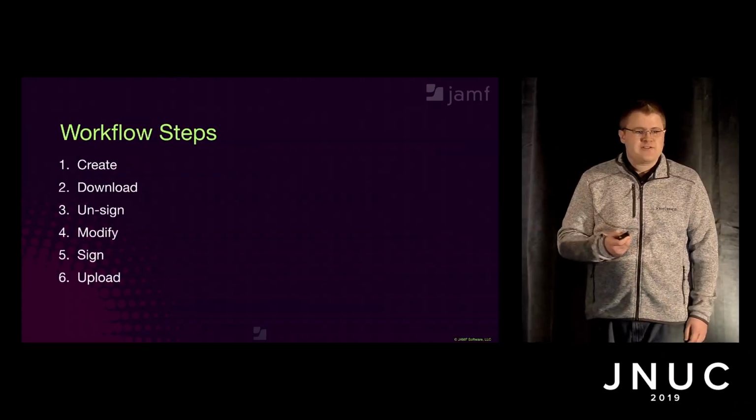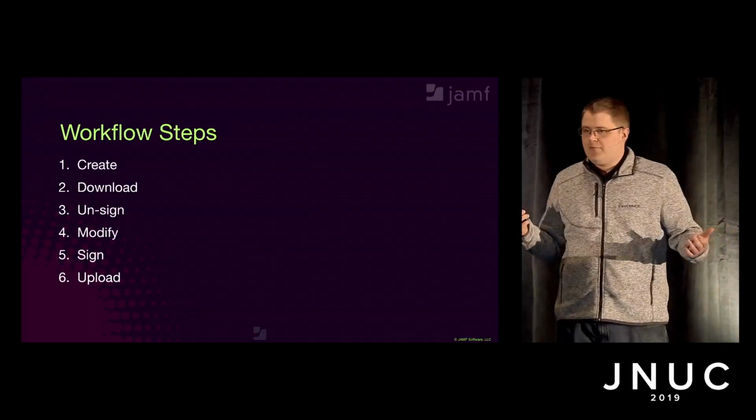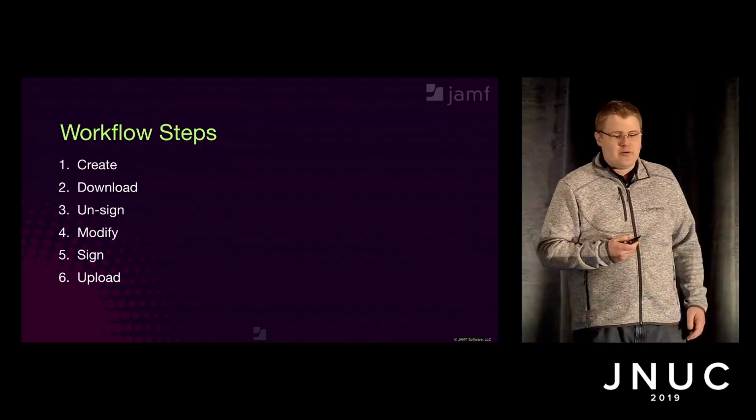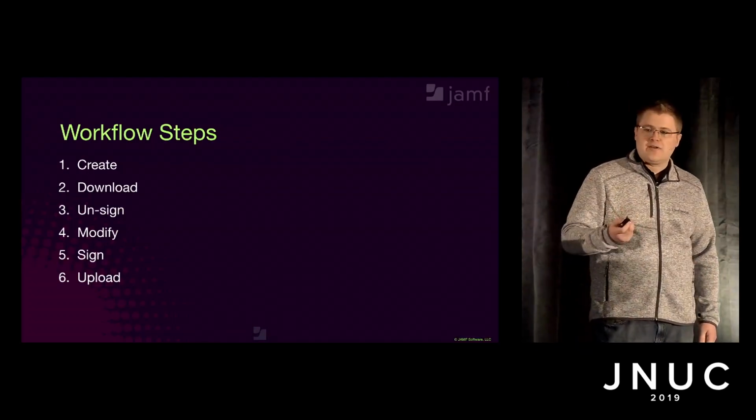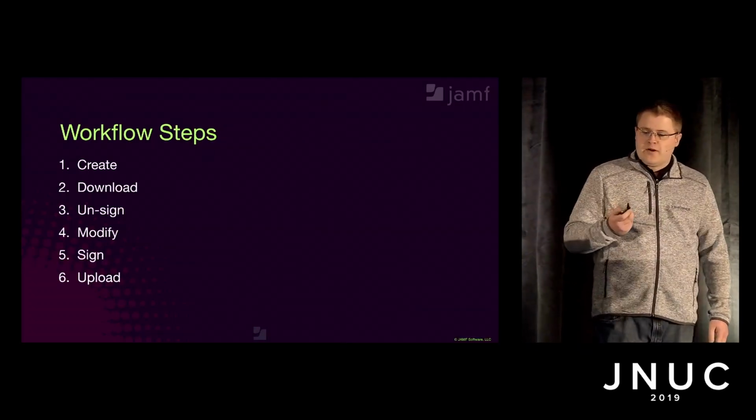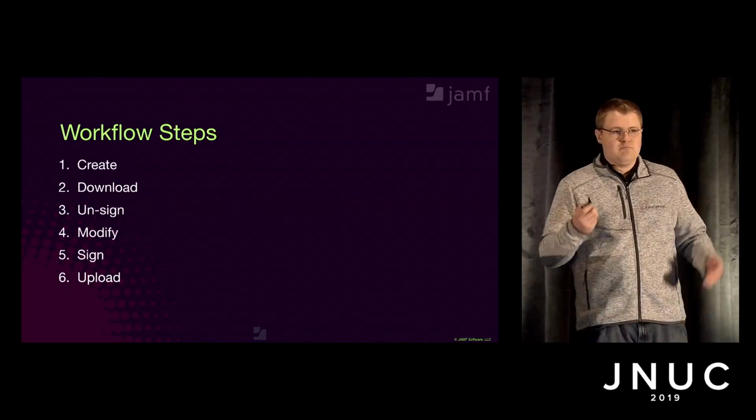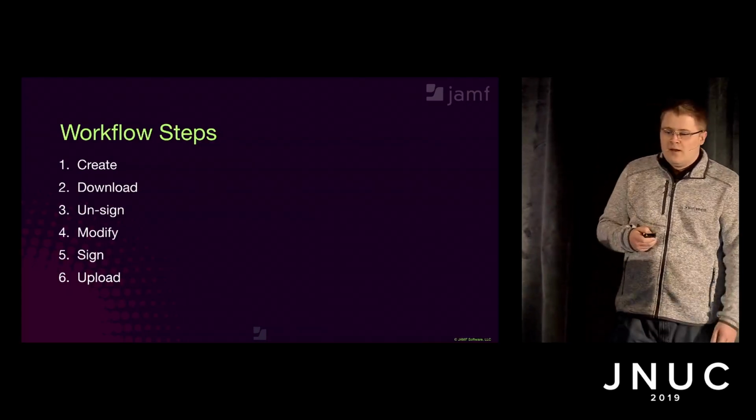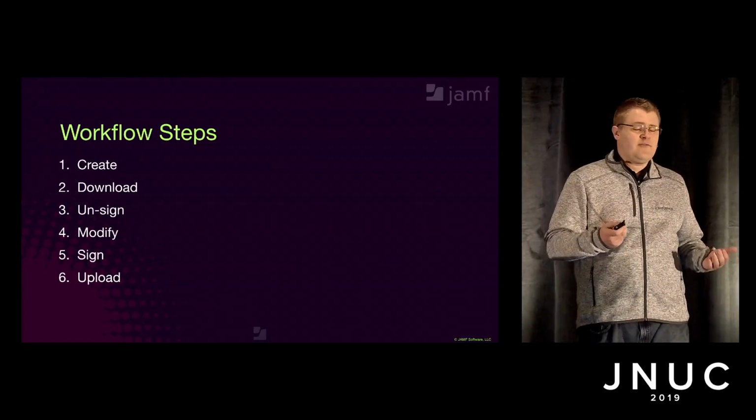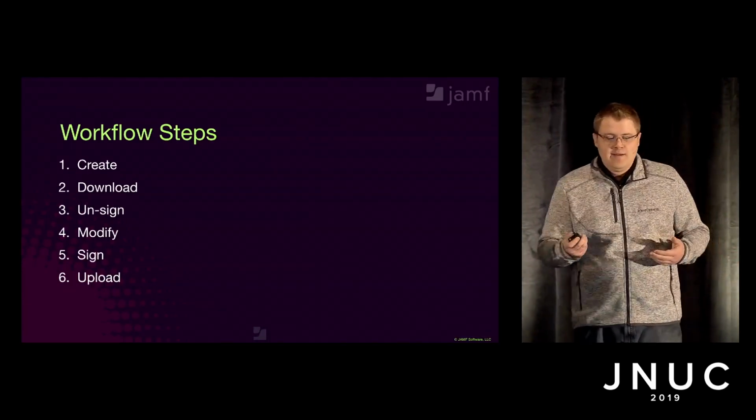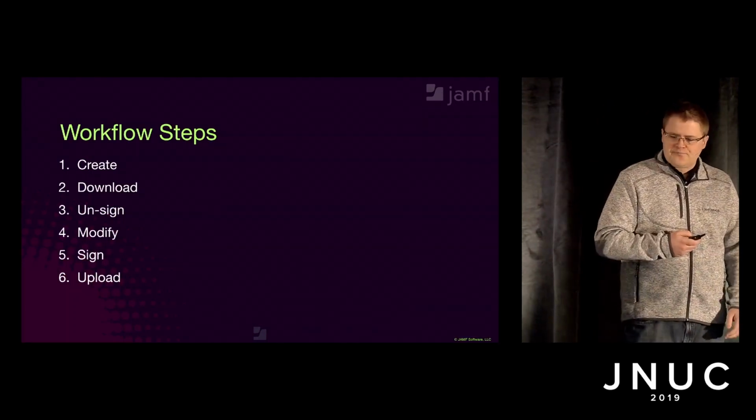Let's talk about the workflow. There's going to be 6 steps to that workflow. Number 1 is to create the profile. We'll make a new profile in Jamf Pro. Number 2 will be to download the profile, so we have a local copy of it. Third, we'll unsign the profile, which will then allow us to, step 4, modify the profile. After we've modified it, then we'll go ahead and sign it so that Jamf Pro doesn't mess with our changes. And then step 6 is to upload that profile back to Jamf Pro.